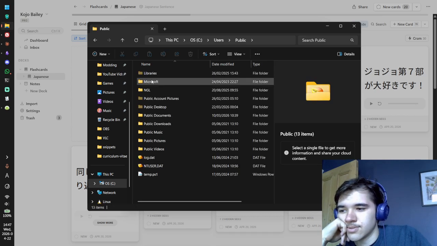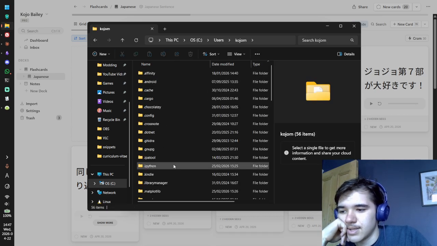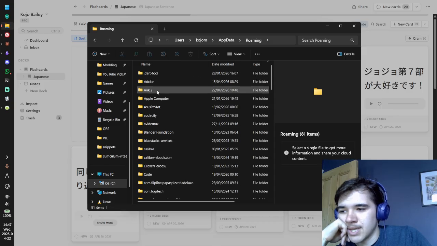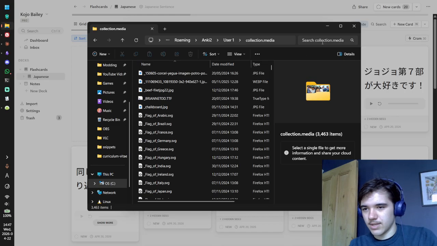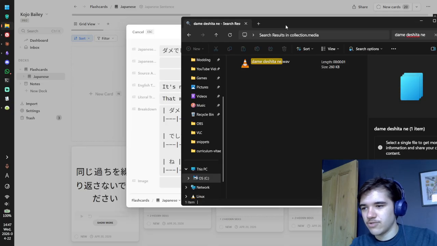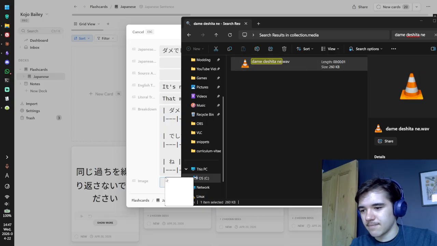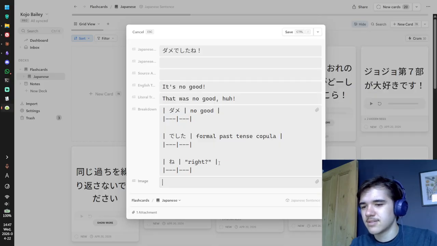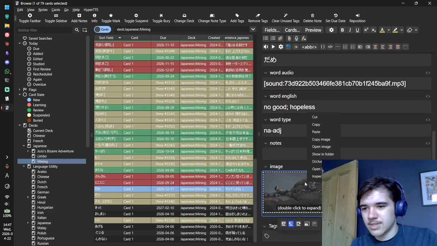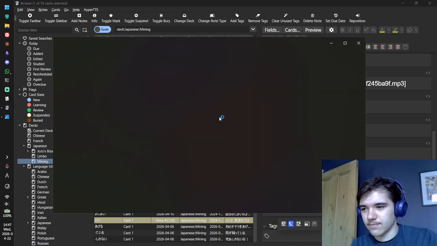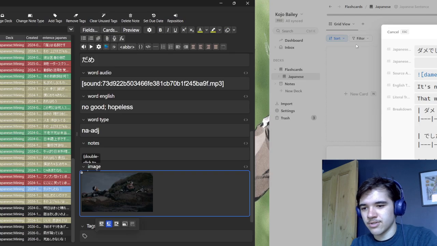Users, wrong one, app data, roaming, Anki, user one, collections, media, search. I should really just use Everything, honestly, the app called Everything. That's the wrong field, but I didn't seem to upload anyway. Please add. There we go. Third time's a charm, I guess. And this was the original scene.